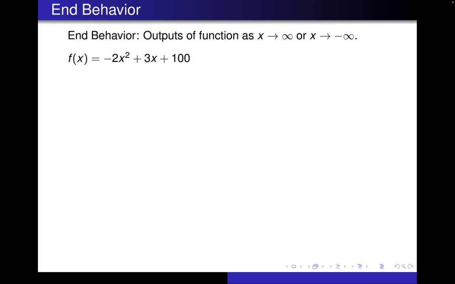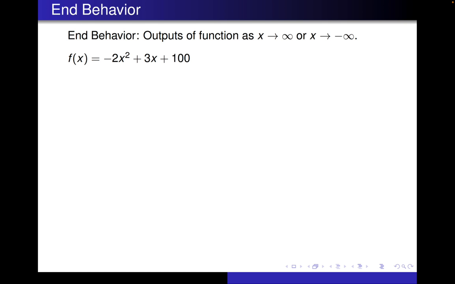Alright, so let's start looking at end behavior of some polynomials, and we're just going to look at an example. But just to remind you of what end behavior is, that's what happens to the outputs of the function as x gets really big and positive, or really big and negative. Alright, so here's an example.